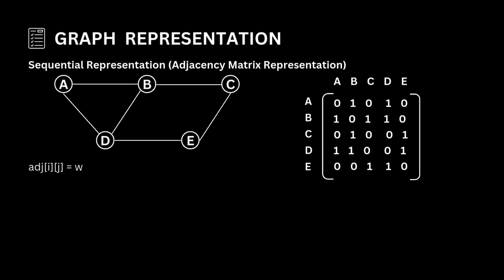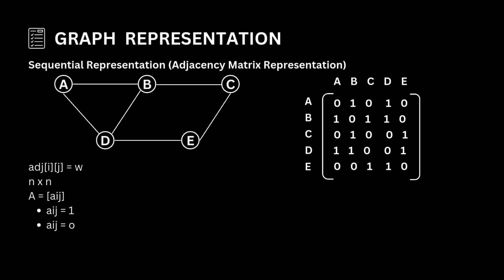In an undirected graph, the adjacency matrix entry Aij will be 1 if an edge exists between the vertices Vi and Vj, otherwise it will be 0. For an undirected graph with n vertices, the adjacency matrix is an n cross n matrix. A is equal to Aij, where Aij is equal to 1 if there is a path between Vi and Vj, and Aij is equal to 0 otherwise.